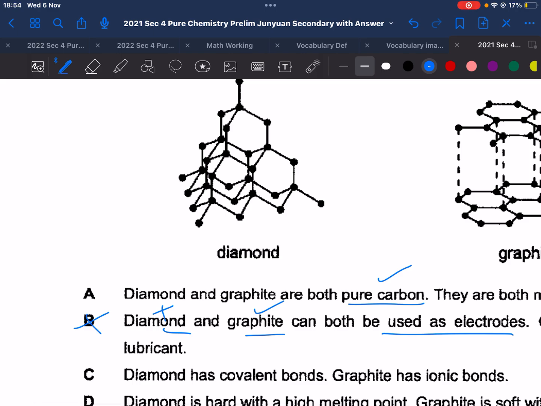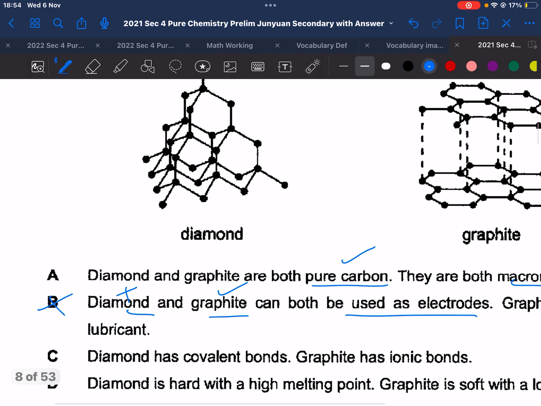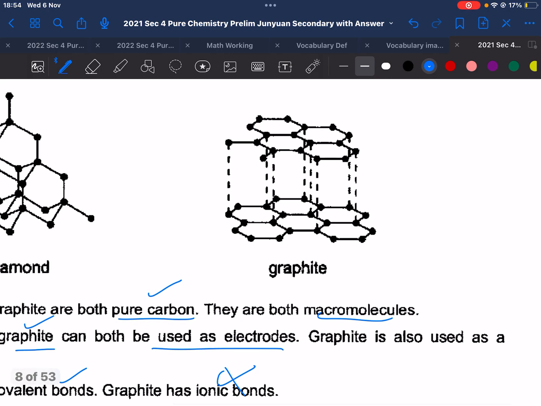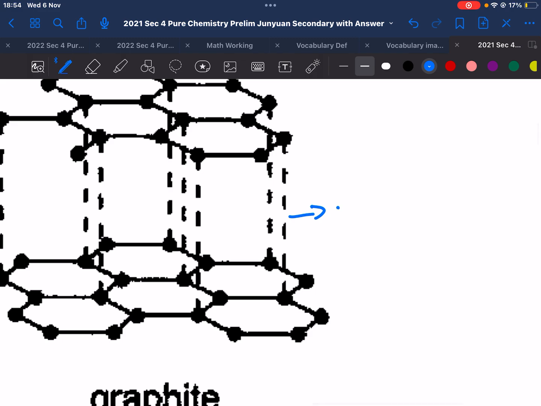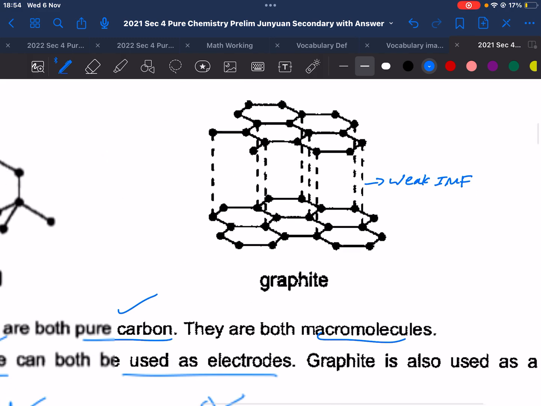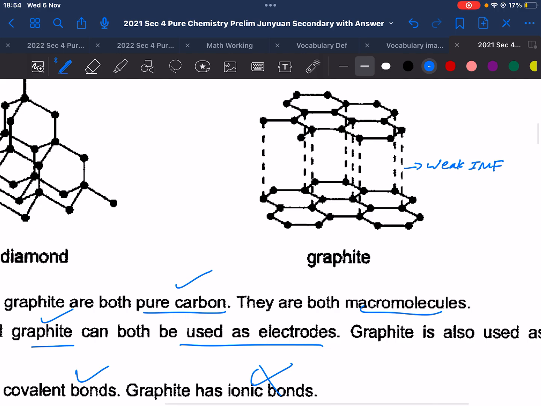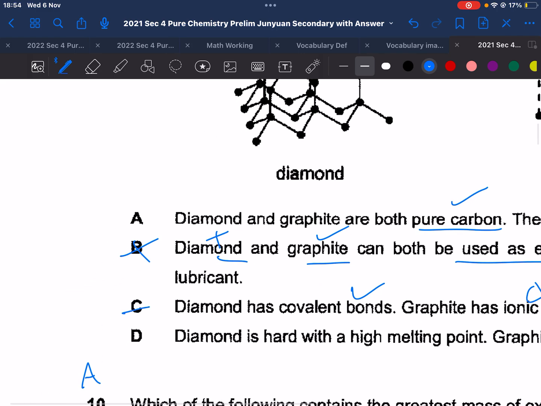Okay, diamond has covalent bonds. Yes. Graphite has ionic bonds. This is wrong. Graphite has van der Waals forces, which are basically weak intermolecular forces of attraction, and then it also has covalent bonds. So unfortunately, this is wrong also. Okay, answer should be A.